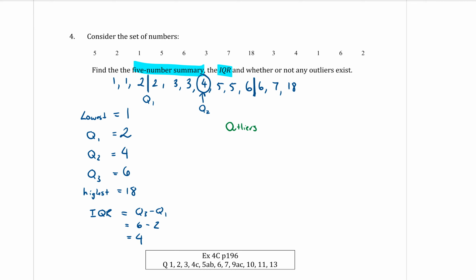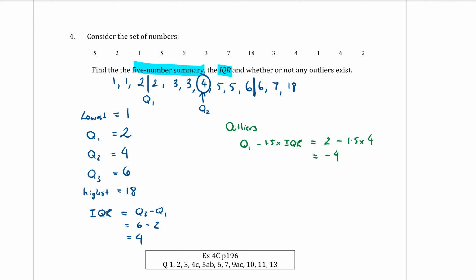So the first formula was Q1 minus 1.5 times the interquartile range. Okay, so we sub in the things that we found over here. Q1 was 2 minus 1.5 times my interquartile range, which was 4. Okay, we calculate that, and that equals -4. That means that any score below -4 is going to be an outlier on the lower side. Now, I definitely don't have any scores that are that low, so we move on to the next one.